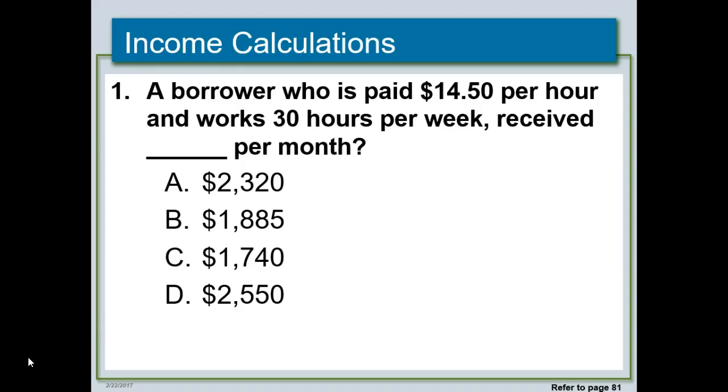A borrower who is paid $14.50 an hour, works 30 hours a week. How much do they receive a month? Take a few minutes, figure it out, and tell me how much would they receive a month. A borrower who is paid $14.50 an hour, works 30 hours a week. How much do they get a month? Anybody? A, B, C, D?